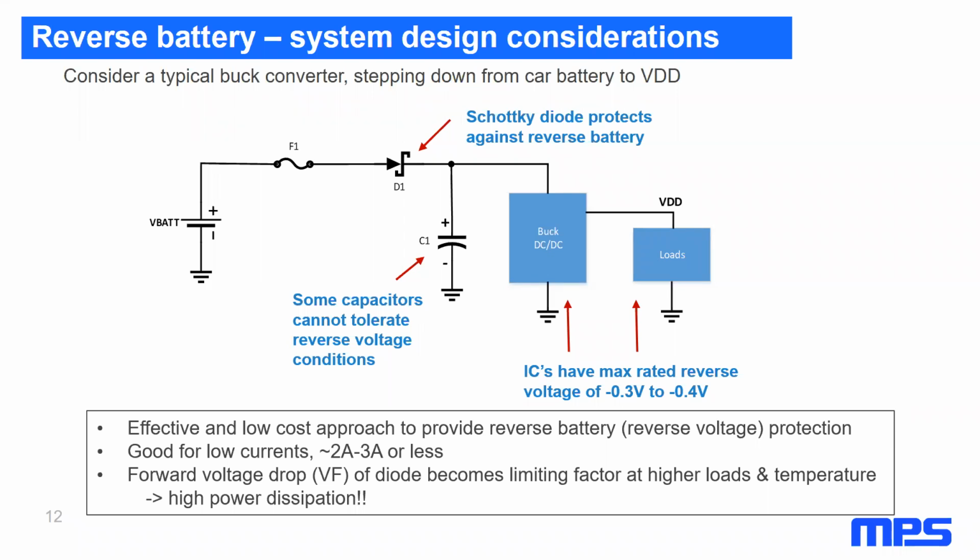The forward voltage drop, or VF, of the diode becomes a limiting factor at higher currents and higher temperatures, where it can dissipate power in excess of 1 watt. For higher currents, a different approach must be considered.